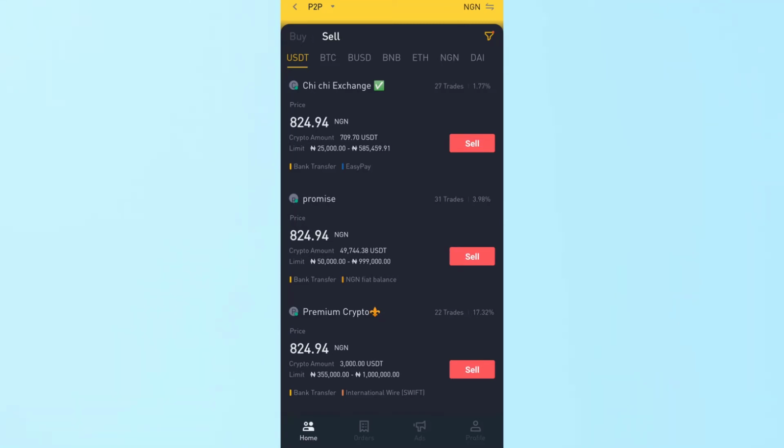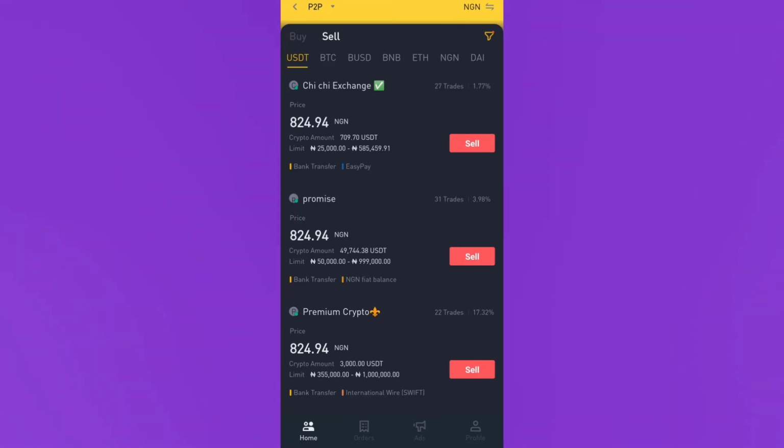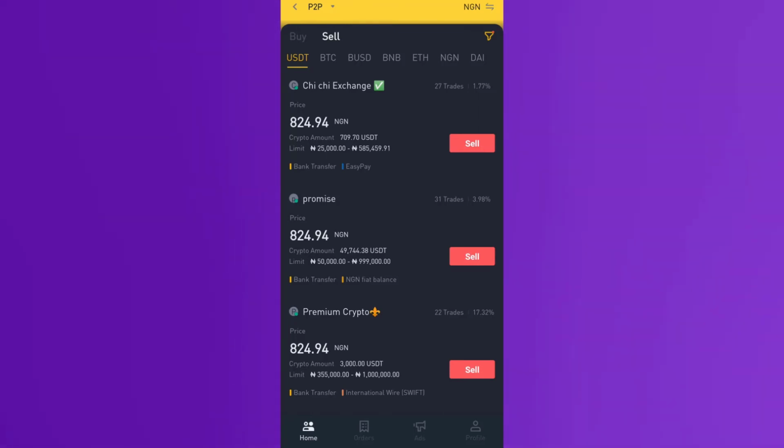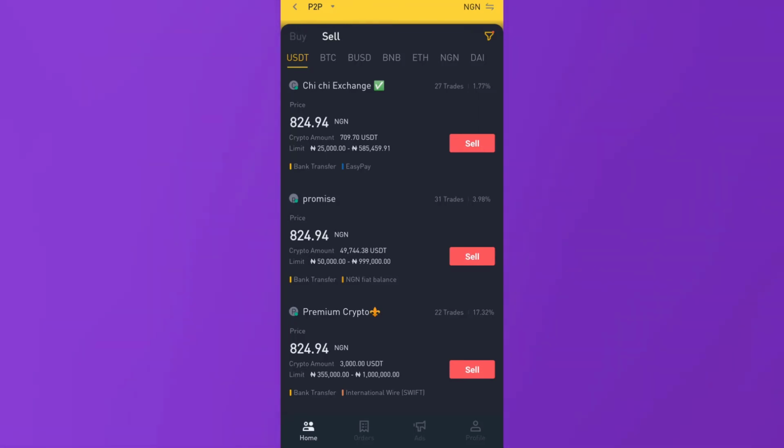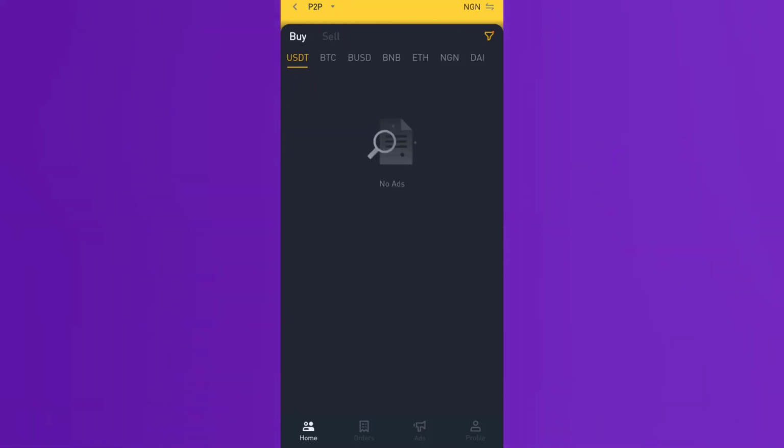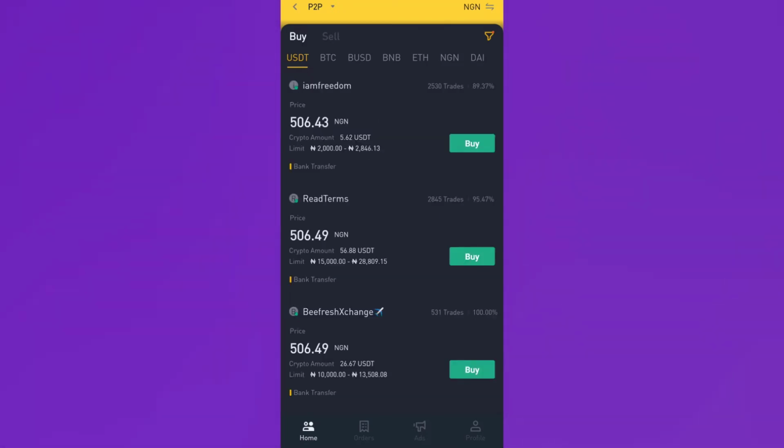You do not want to go over to the buy side to look at USDT because it's the sell side that people will sell their USDT to you and you will pay them cash. But it's still also good for you to look at the buy side as well to see what people are willing to buy the USDT from you for.